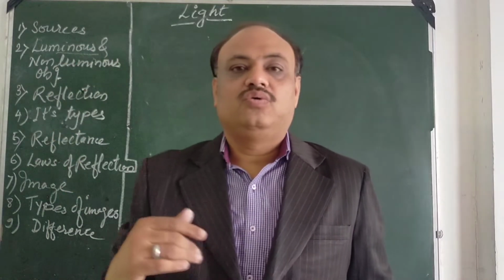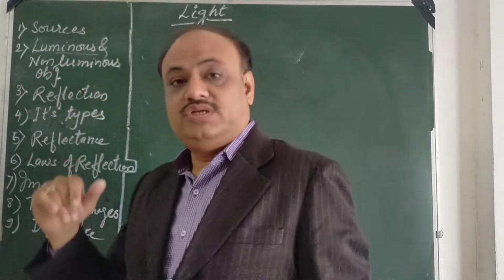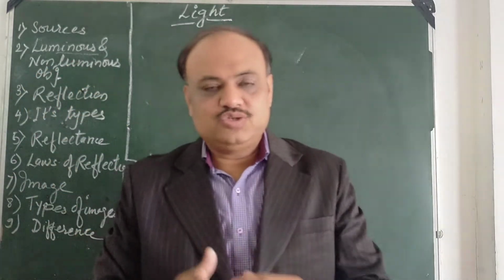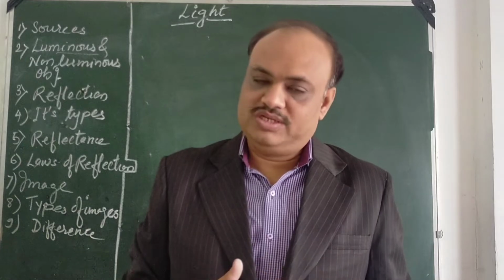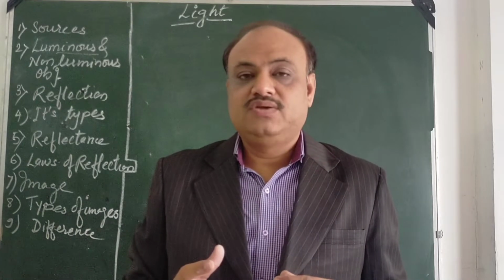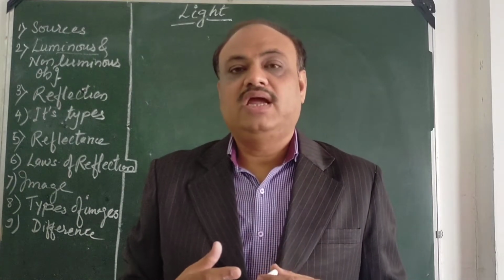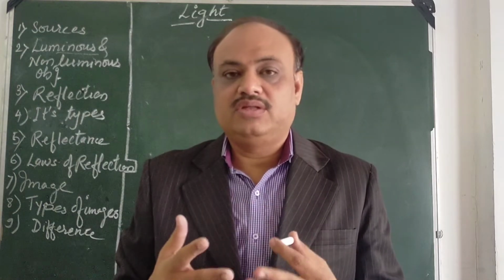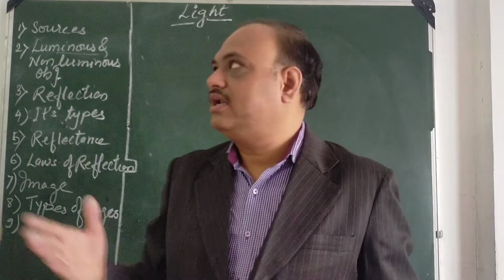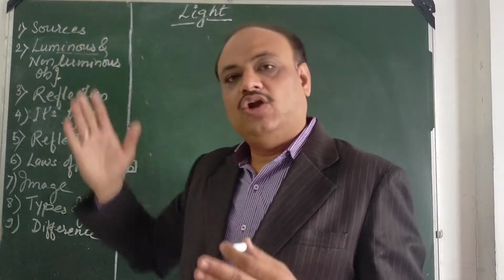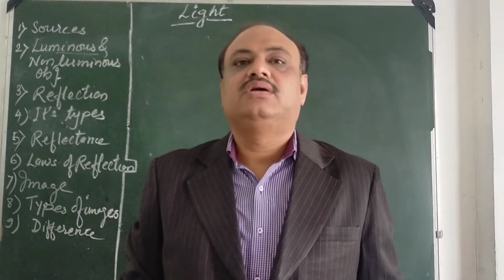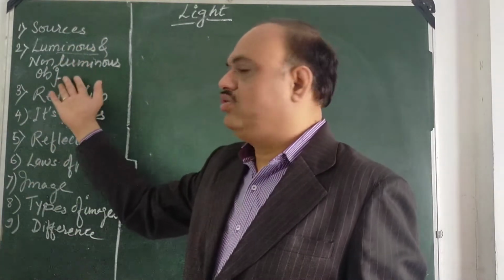Then we have luminous and non-luminous objects. What is a luminous object and what is a non-luminous object? The objects which emit their own light are known as luminous objects, and objects which do not emit light are known as non-luminous objects.